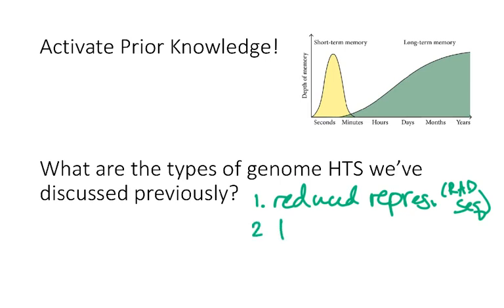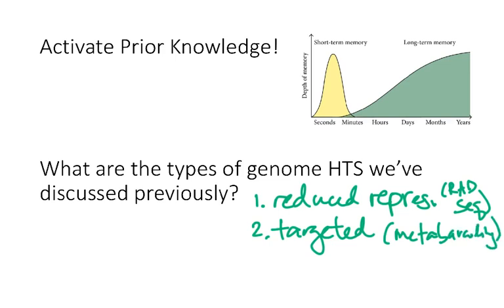Another type we talked about is targeted sequencing. So that's something like metabarcoding that we've discussed before, where you're using high throughput sequencing techniques to sequence a bunch of markers at once, but you're only looking at one particular marker, say a CO1 mitochondrial marker, for instance, across all of your different samples. So it's targeted in the sense you're only looking at one locus, but you're still able to sequence many of that loci across many samples at the same time.